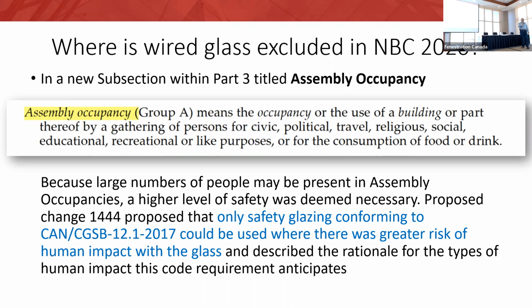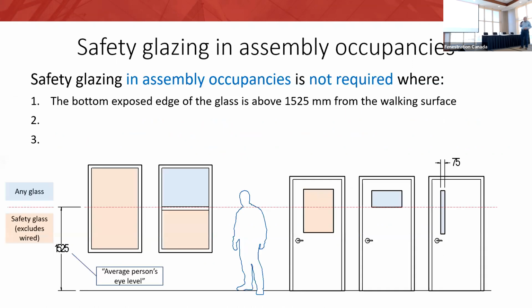And this is what's interesting. In this new occupancy, the proposed change proposed that only safety glazing conforming to the new standard could be used where there is greater risk of human contact with the glass. It's an interesting PCF, or proposed change form, to read because they explain the rationale for why they decided to do what they did, and that's helpful to know. So I've created a diagram to show how that works, because it's a different set of requirements than you might think.